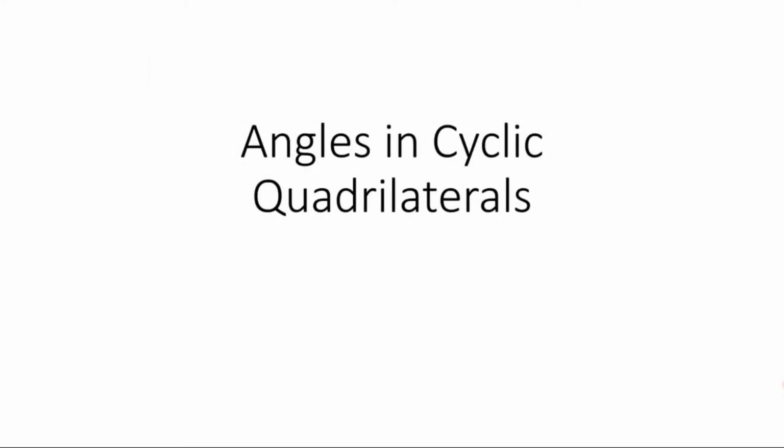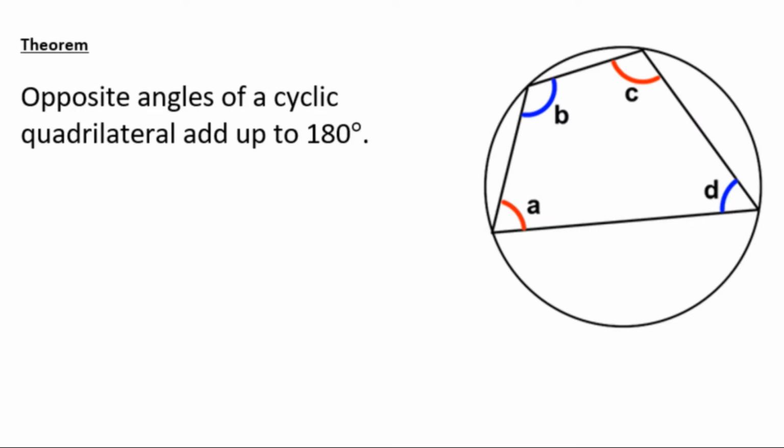In this video, I'm going to be talking about the circle theorem that concerns angles in cyclic quadrilaterals. Specifically, I'm going to be talking about the theorem that says opposite angles of a cyclic quadrilateral add up to 180 degrees. Or if you prefer, instead of saying add up to 180 degrees, we could say opposite angles of a cyclic quadrilateral are supplementary.